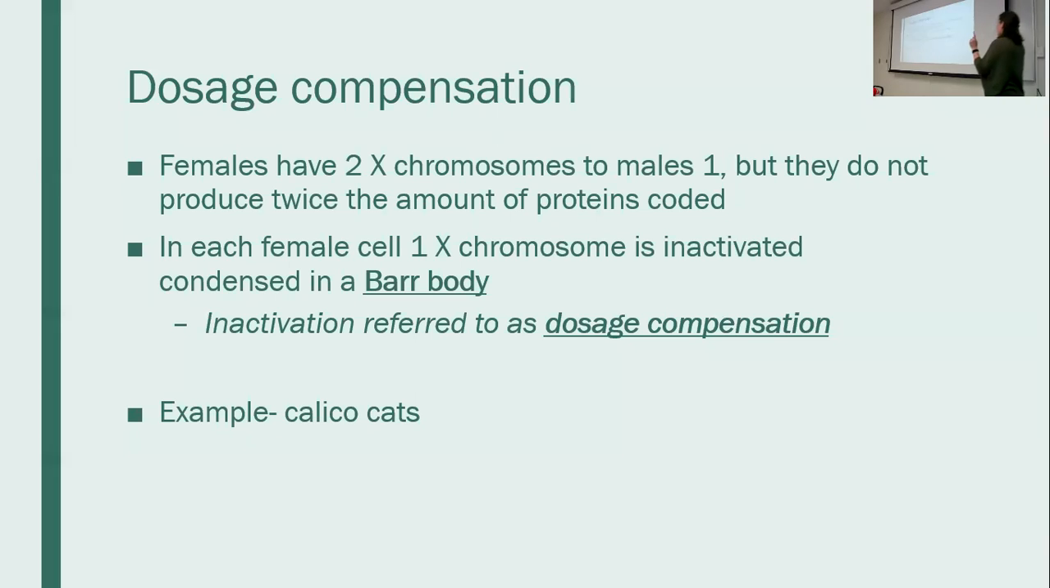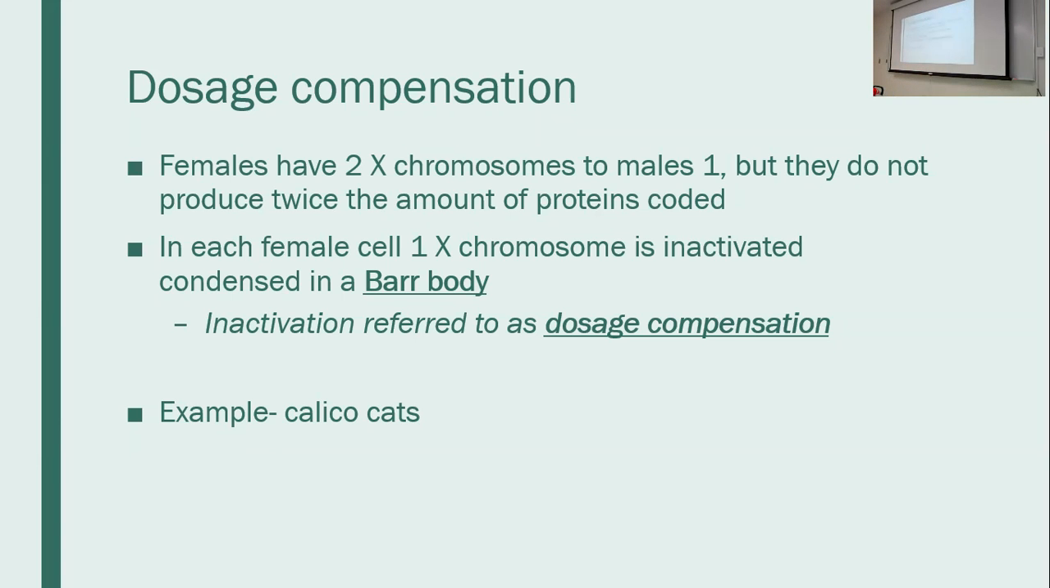And so in females, in each cell, in all of your cells, one of the X chromosomes is actually just turned completely off, right? It's stuck to the side of the nucleus, and it doesn't do anything. It's called a bar body. So you express all of the alleles from one of your X chromosomes, and the other one is just taken out of rotation. This inactivation of one of the female X chromosomes is called dosage compensation, right? It's compensating for you having a double dose of X chromosomes relative to the rest of the population.